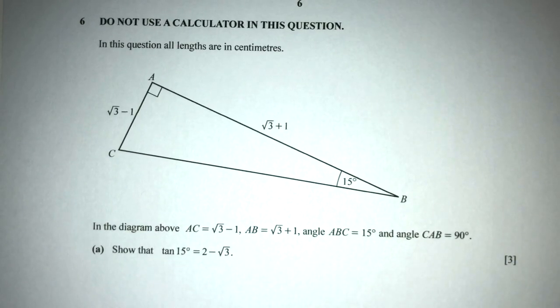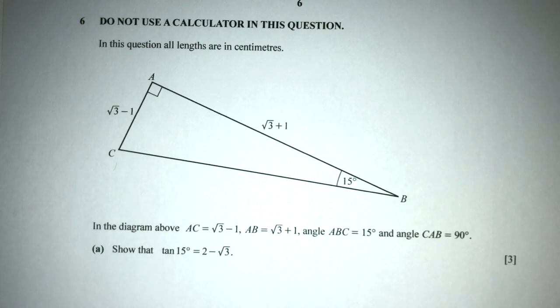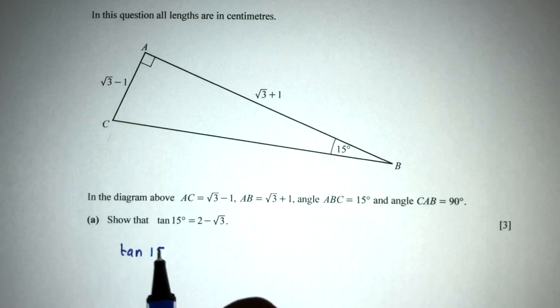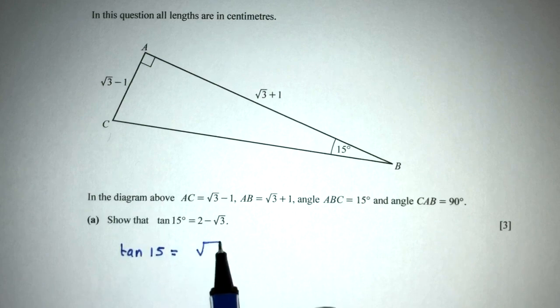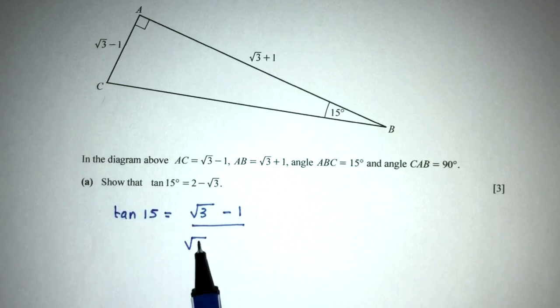So in the diagram above, we have AC as root 3 plus 1, okay, and we have AB as root 3 plus 1. So AC is this one actually. So now we have angle ABC is 15 and angle CAB is 90. As you can see, ABC is a right angle triangle. That's the first thing we have seen on the diagram. So part 1, we have to show that tan 15 is 2 minus root 3. So step by step, since we have a right angle triangle, we can use SOHCAHTOA to find tan, right? So tan of the angle 15 is what? It is your opposite side, which is this one, over your adjacent side. That will be root 3 plus 1.